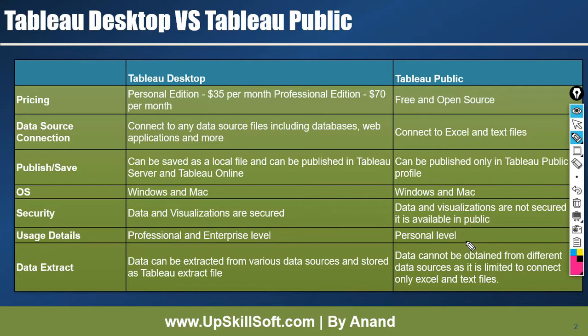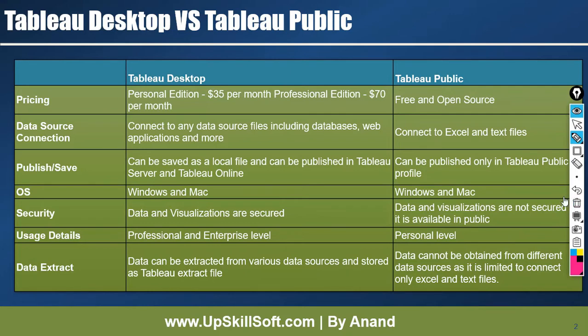Whereas in Tableau Public, if you want to use it for personal use, where you feel that it is not much secure information, like I want to explore how one of my favorite football teams is doing in the last 10 years. This is very open data, and after exploring I want to share it on a blog, then go for Tableau Public. But if it is corporate data, then go for Tableau Desktop. Coming to extract, data can be extracted from various data sources and stored in a data extract file in Tableau Desktop, whereas in Tableau Public data cannot be obtained from different data sources, as there is a limitation on the data sources.